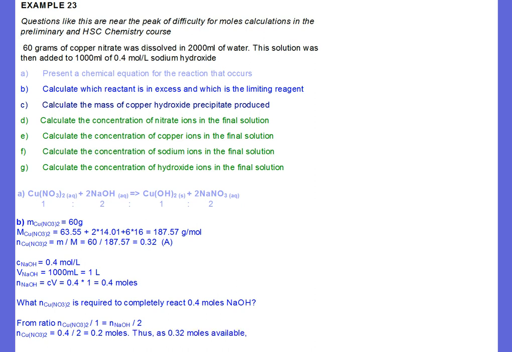And what that means is there's 0.32 moles available, therefore copper nitrate's in excess, and that means that sodium hydroxide must be the limiting reagent. That means the copper nitrate will still be there when the sodium hydroxide runs out. That's limiting, and that's excess.